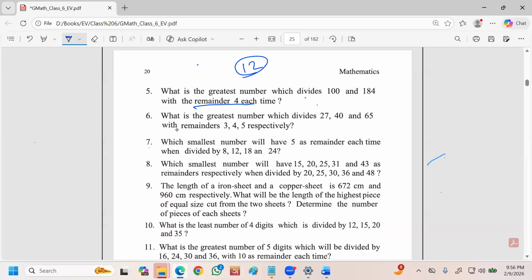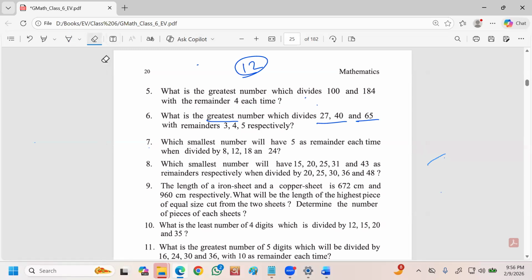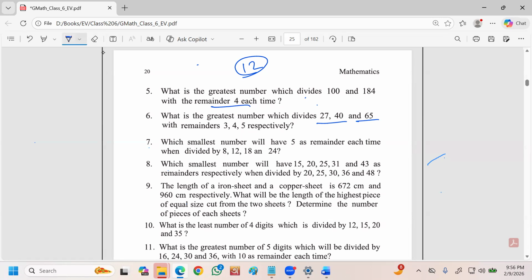Because if you see that we have to find the greatest number. Again, we have to find the greatest number here, which can divide 27, 40, and 65. So there is no difference with the previous one, right? So only difference is, in the previous question, they said the remainder is 4. The remainder is what? Only 4. But this time, the remainder is individually represented here.